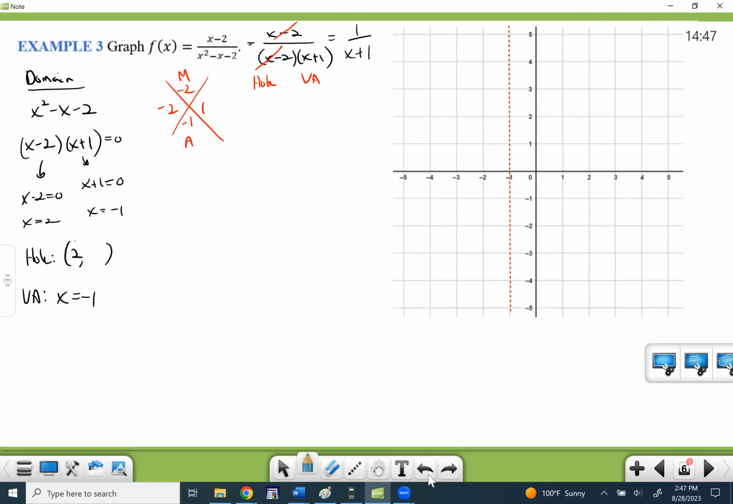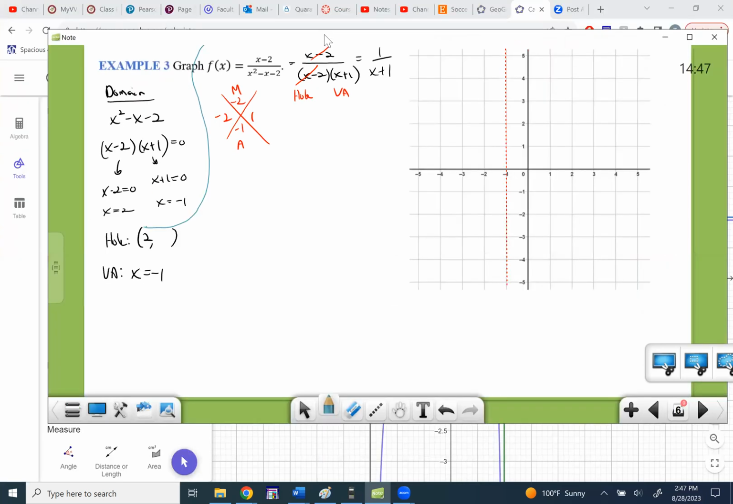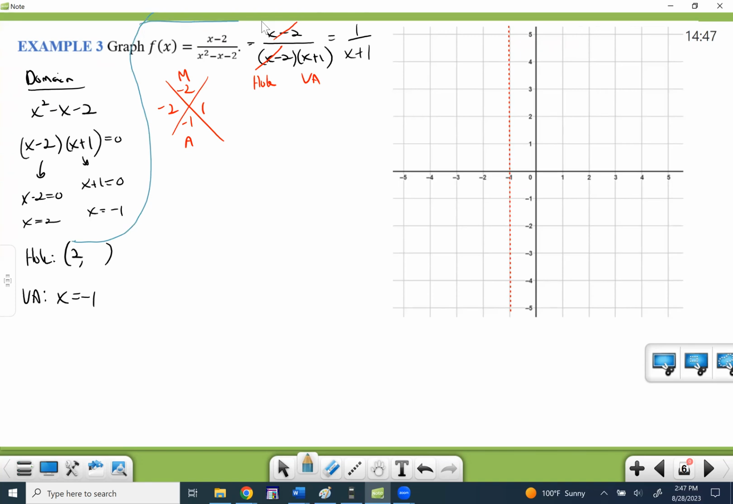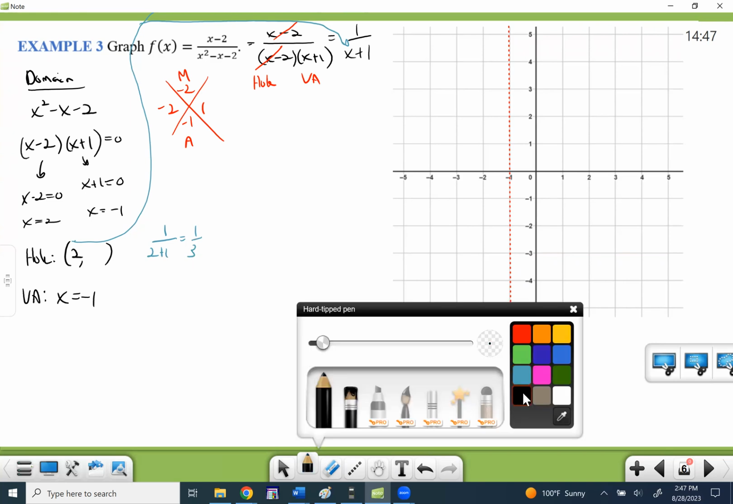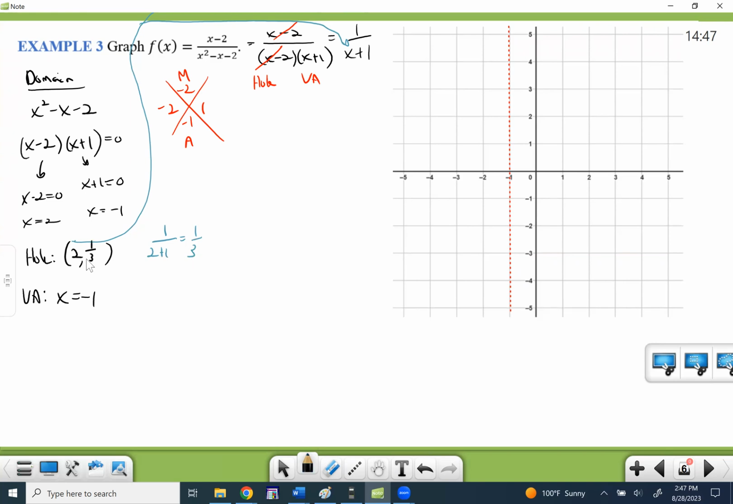Let me see if I can find a way to go around stuff. Oh no, that was not good. I went off the grid though. There we go. Okay, so basically, it's going to be 1 over 2 plus 1, which means it's going to be 1/3. So at 2 comma a third, we're going to have a hole.